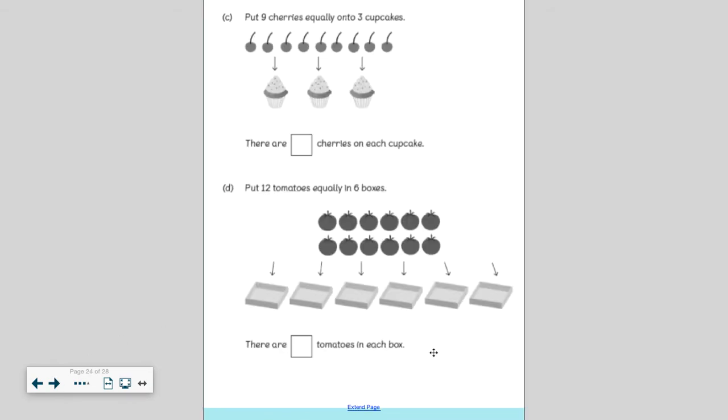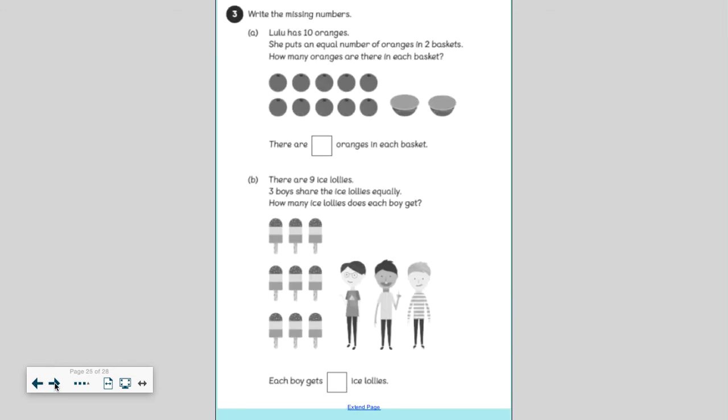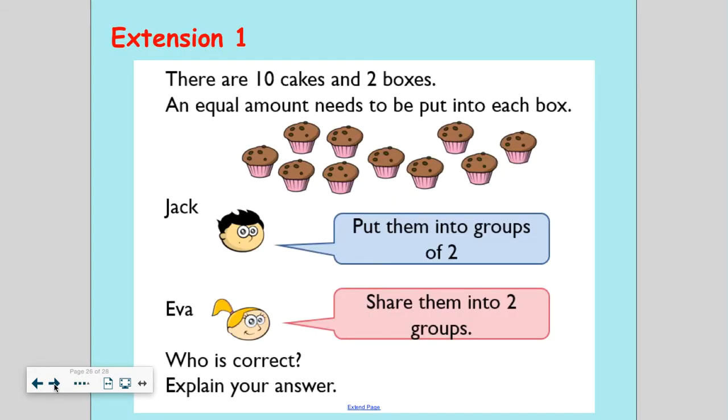You then need to have a go at sharing the items on the final pages. There are some word problems for you to apply your learning. Have a go at sharing those items into equal groups and then send any of your learning to us at the Key Stage 1 email address. But if you'd like to challenge yourself further, I have some extension challenges for you today.